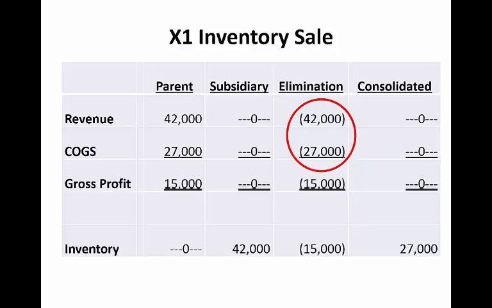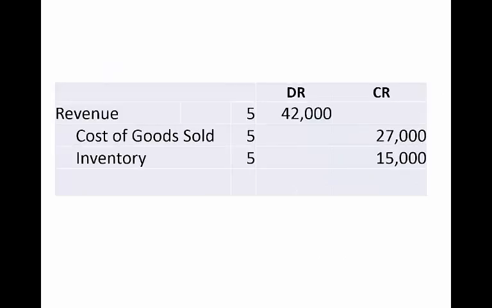So here's what we're going to do. We're going to debit revenue, $42,000, credit cost of goods sold, which is represented by 0 plus $27,000. And the inventory, we could say it's a plug number. It's going to be the difference between the two. But really, that's the deferred gross profit amount. And that's the amount that's also going to make inventory be stated properly at $27,000.